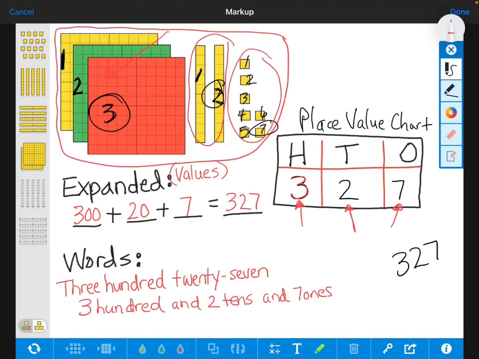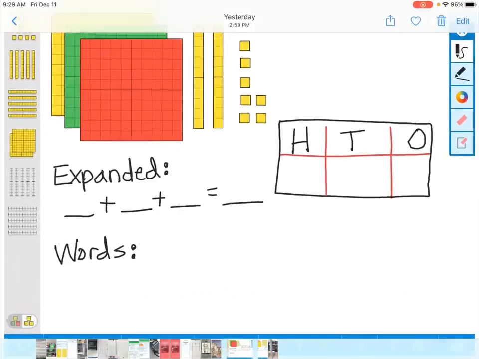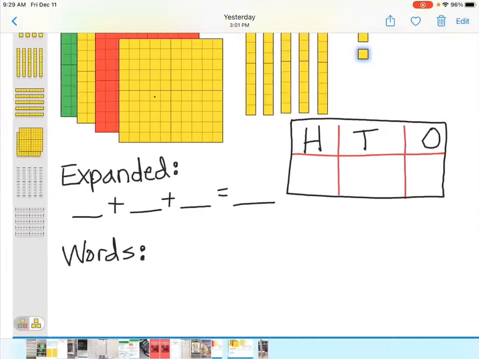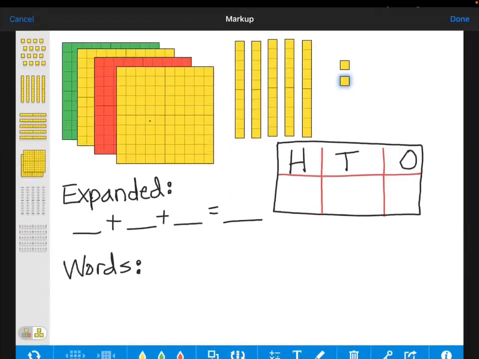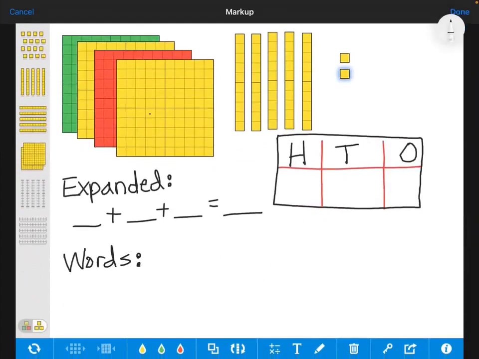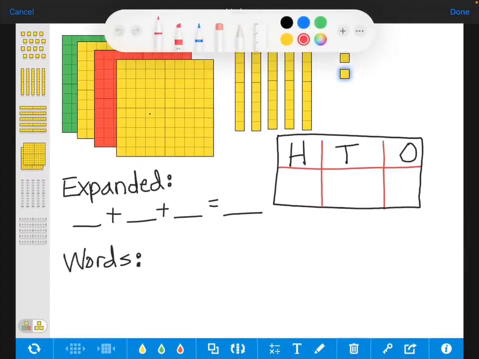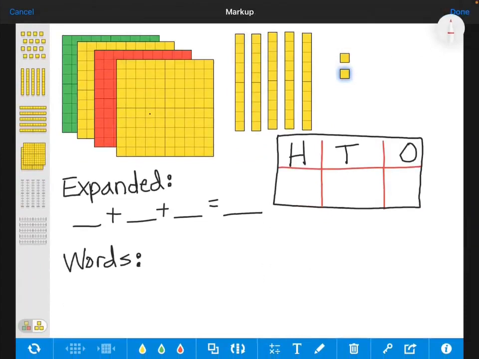All right, we're going to do another one. Let's go to my next one. And we're going to do the same thing. We're going to take a look at how this number is represented. And first we're going to take a look at our models. So I've used place value models to represent a new number.